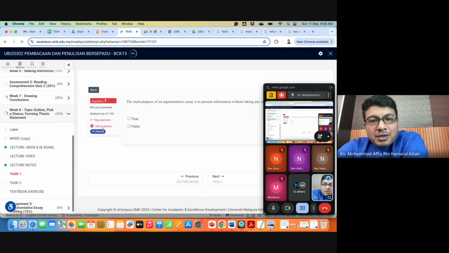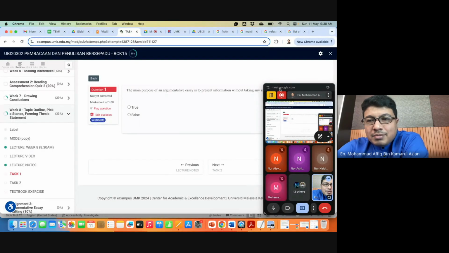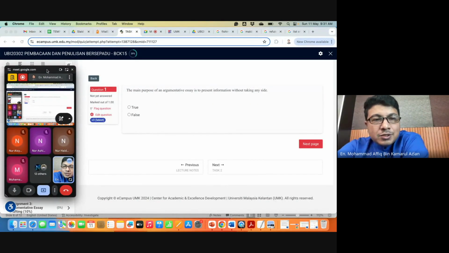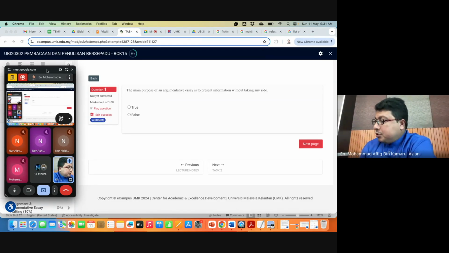Take a look at the practices. There are 3 practices, task 1, task 2, and task 3. Task 3 is from the textbook, page 103 and also page 104. Please complete that. Once you have completed the practices from the textbook, take a look at the answers at the back of the textbook.